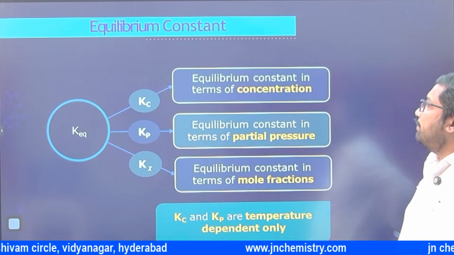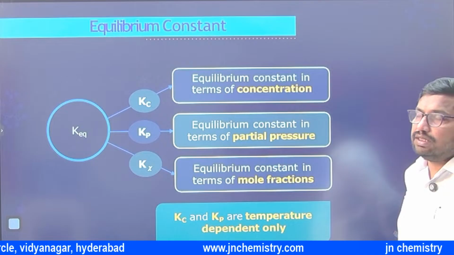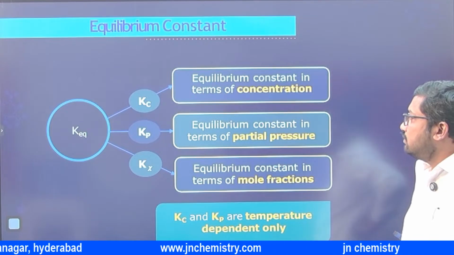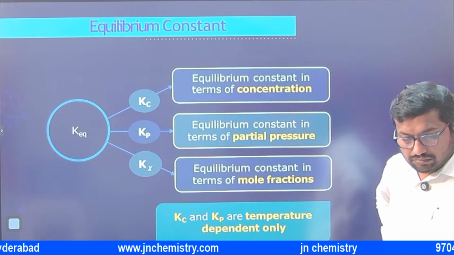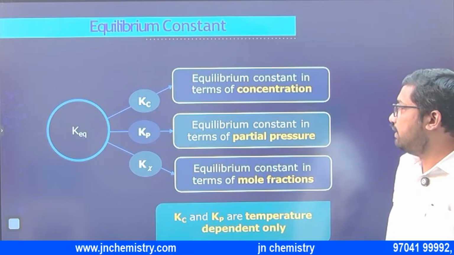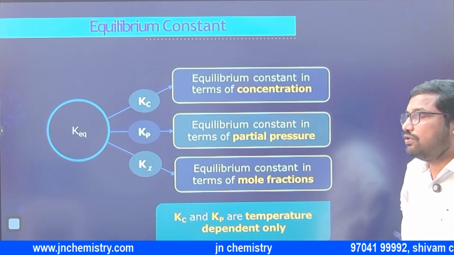Kc means what? Equilibrium constant in terms of concentration. Concentration means moles per liter. In this case, Kp is the equilibrium constant in terms of partial pressure.